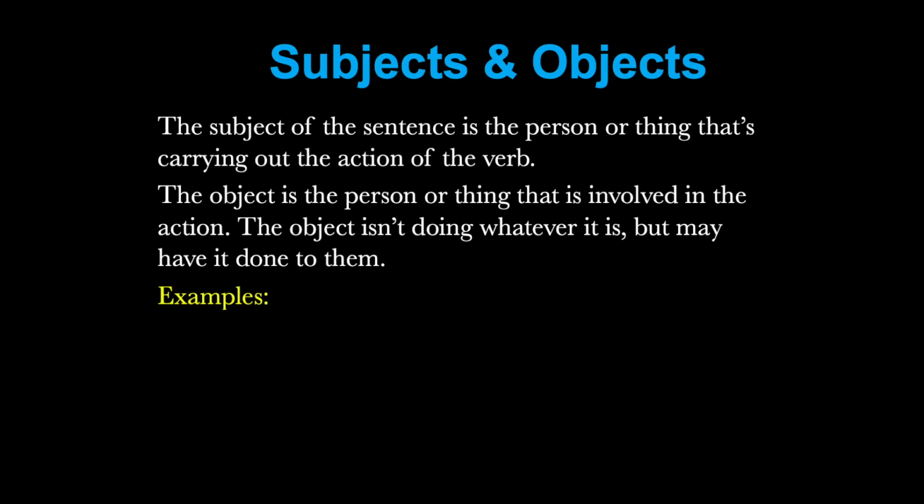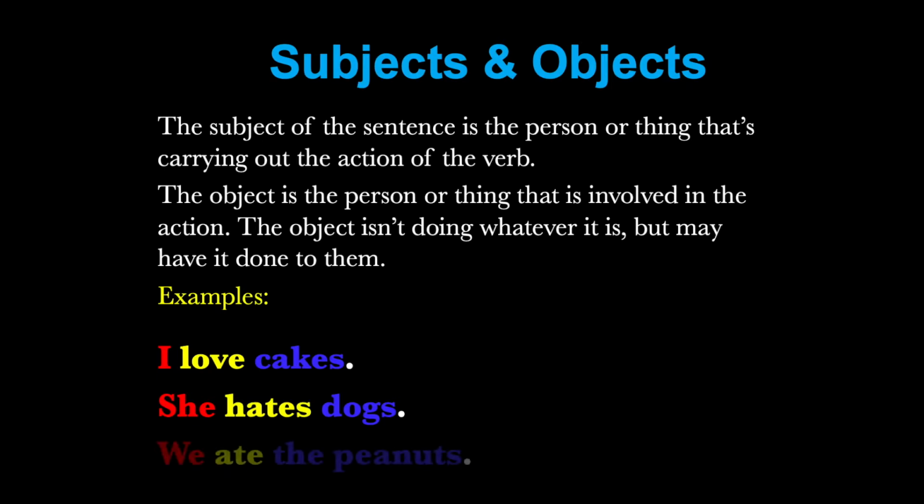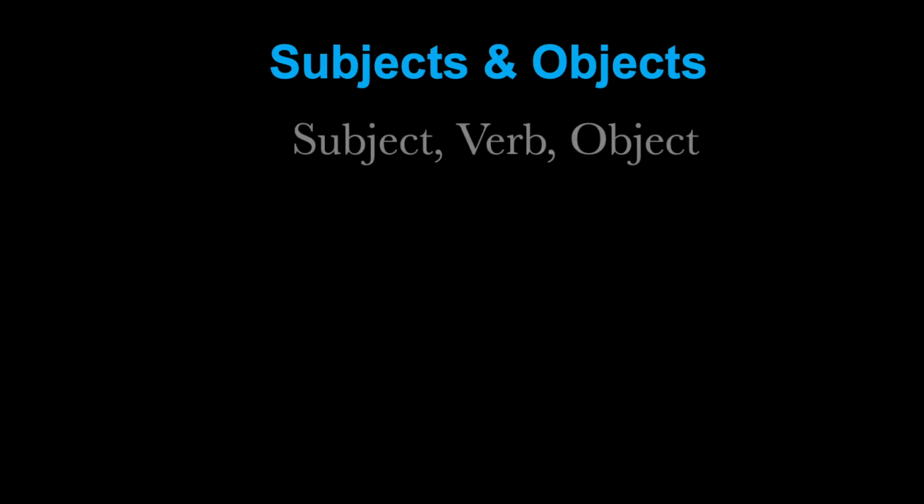Here are some other examples. I love cakes. She hates dogs. We ate the peanuts. In each case, I, she or we are the subjects, love, hates and ate are the verbs, cakes, dogs and the peanuts are the objects. In English, we know what the subject is and what the object is by where they're placed in the sentence. The standard English sentence follows the pattern of subject, verb, object.